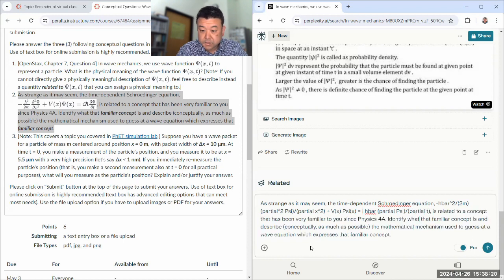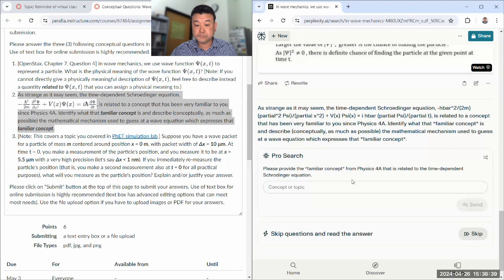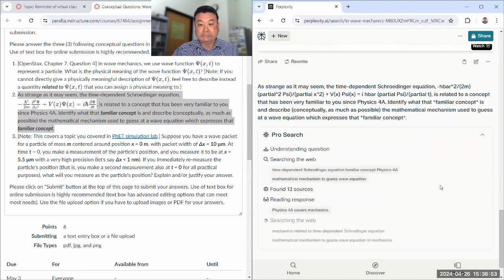Is related to concept. Oh, I guess Perplexity technically doesn't know what Physics 4A is, but it might be able to guess, or it might ask me what does Physics 4A cover. What does Physics 4A cover? So I'll say Physics 4A covers mechanics. I won't say conservation of energy because that's something you are supposed to give me.